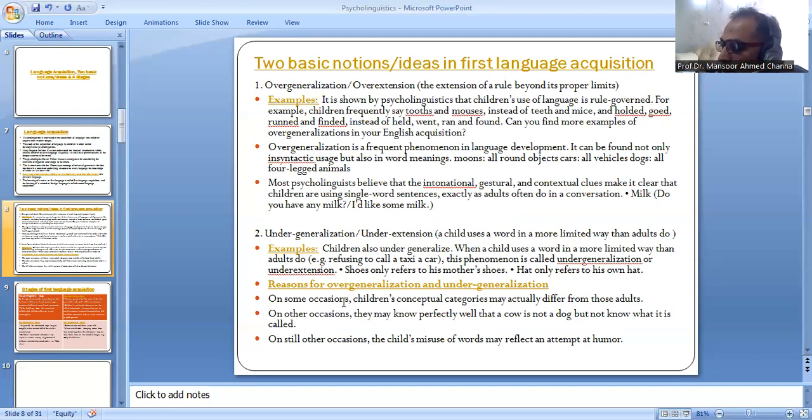Reasons for overgeneralization and undergeneralization. There are three main reasons. On some accounts, children's conceptual categories may actually differ from those of adults. On other accounts, they may know perfectly well that a cow is not a dog, but not know what it is called. On still other accounts, the child's misuse of words may reflect an attempt at humor.